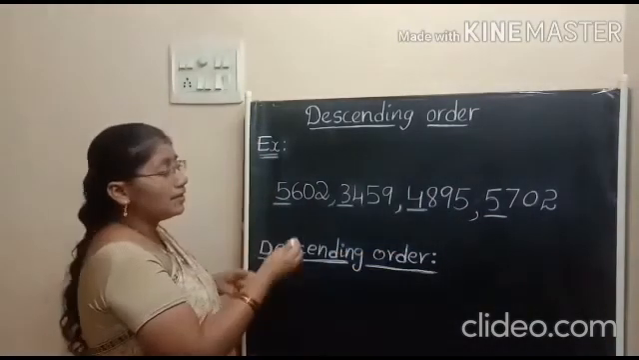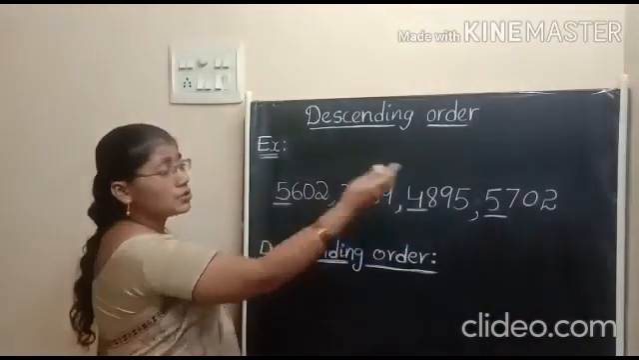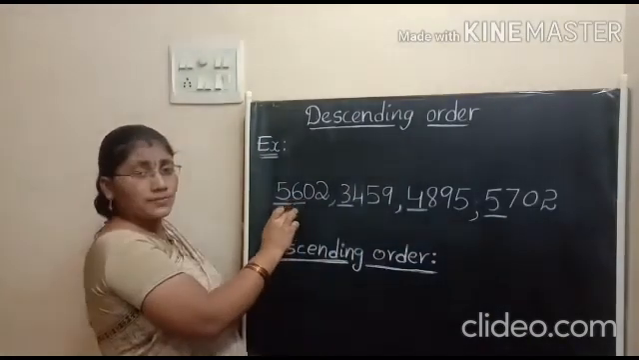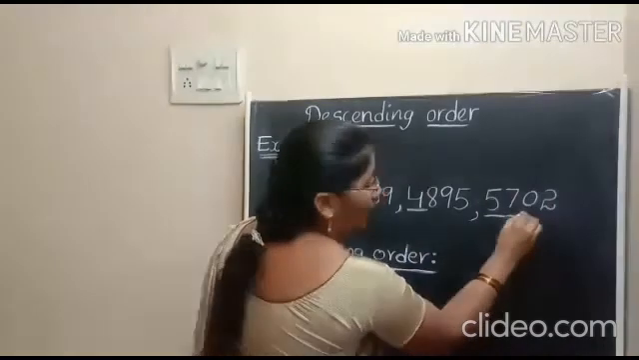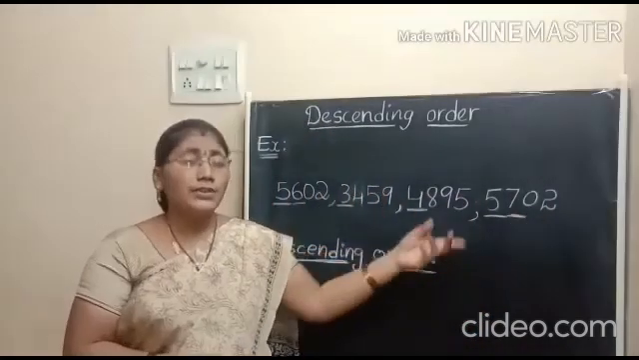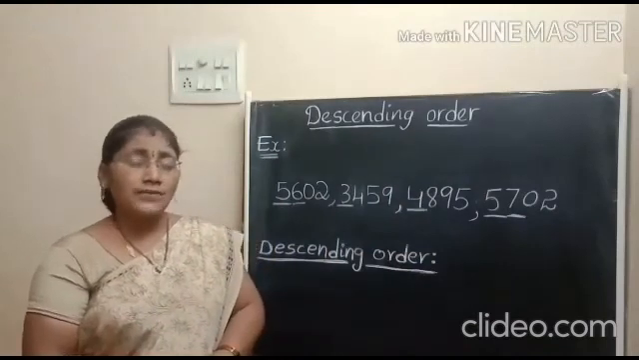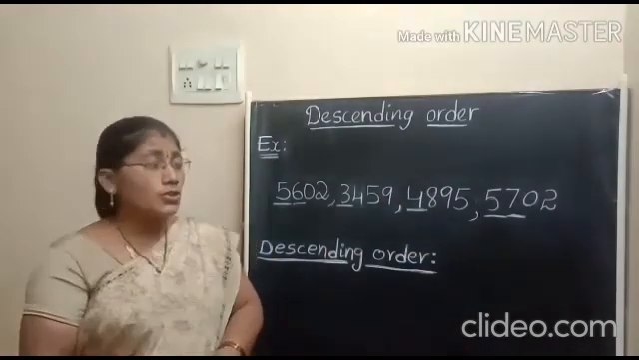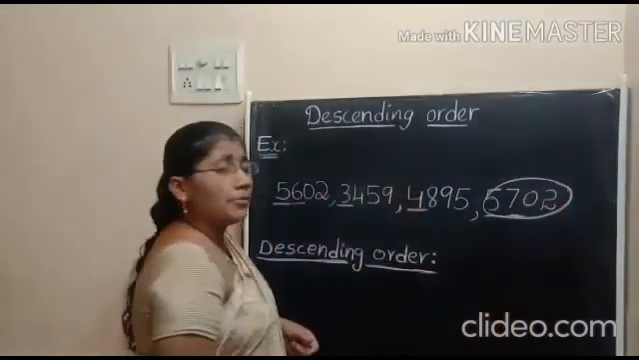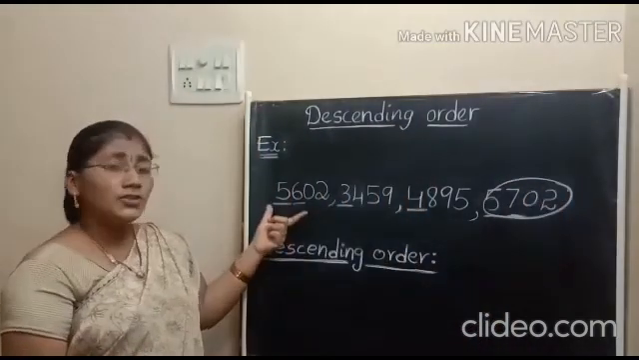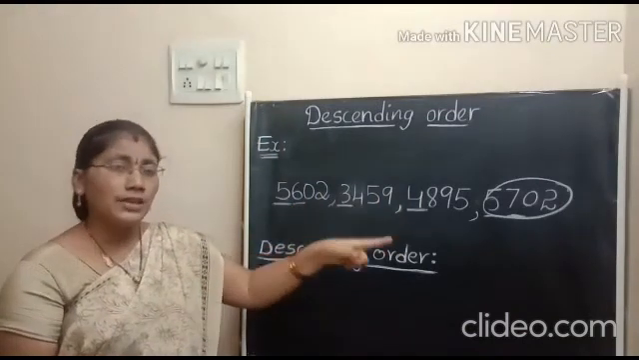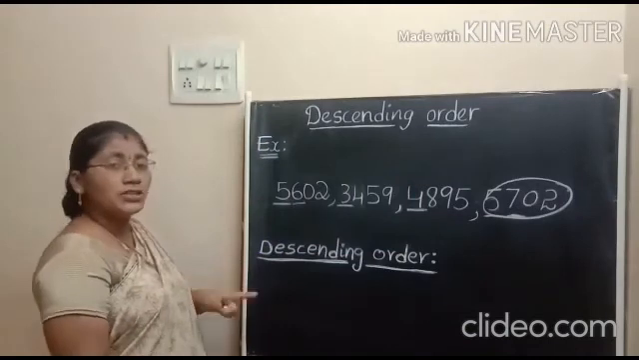Let us compare the next digit in these 2 numbers. The next digit here is 6 and here 7. So, by comparing 6 and 7, which is the greater digit? 7 is the greater digit. So, 5702 is the greater number compared to 5602. So, we should write 5702 in the first position of descending order.